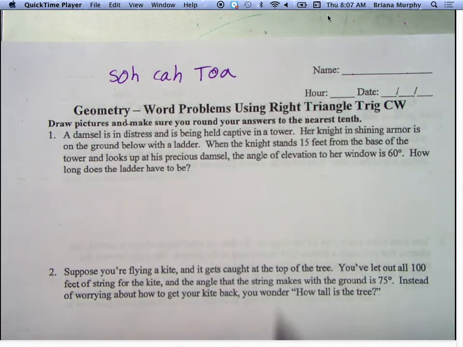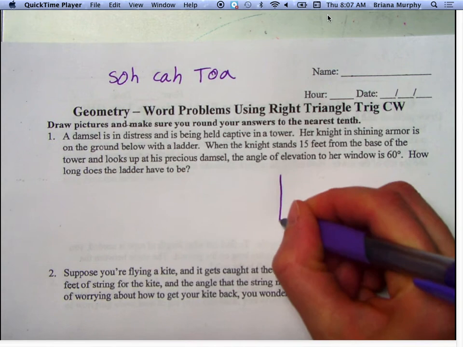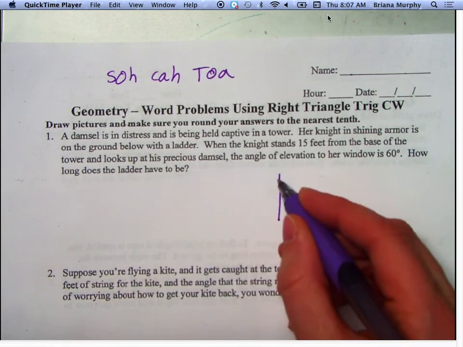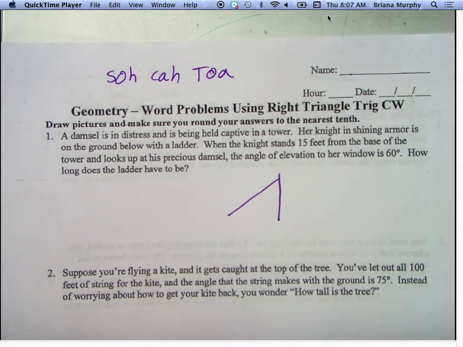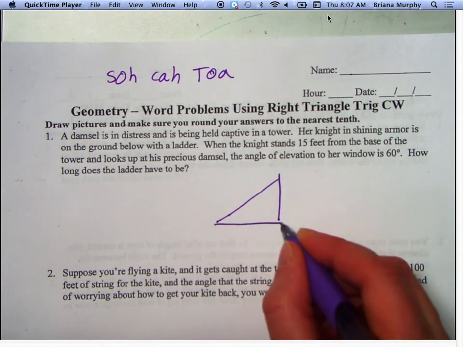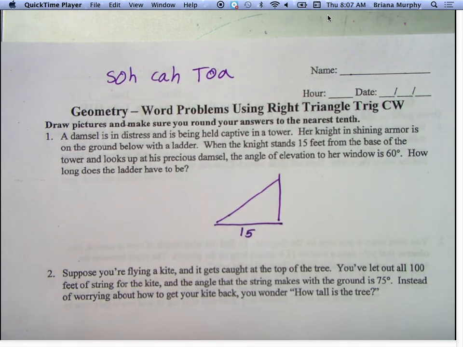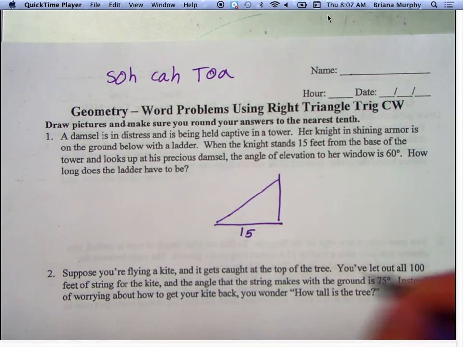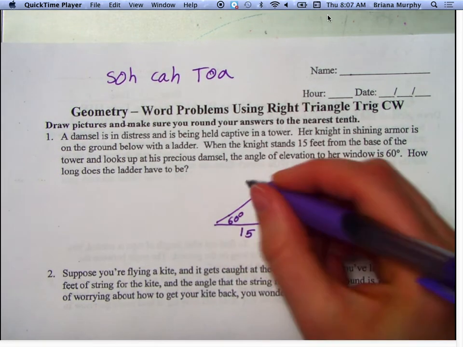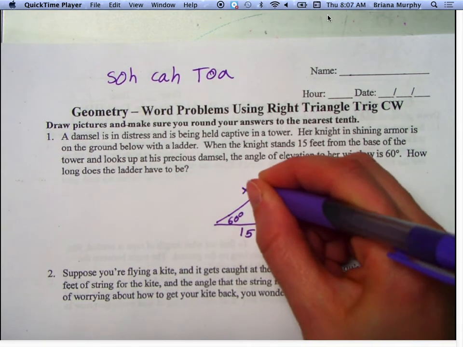Okay, so here's her tower. Her knight in shining armor is on the ground below with a ladder. So we know there's a ladder leading up here. When the knight stands 15 feet from the base of the tower, see how it uses the word base, how we know it's on the bottom usually, base of the tower. Okay. And looks up at his precious damsel who's 60 degrees away. How long does the ladder have to be?